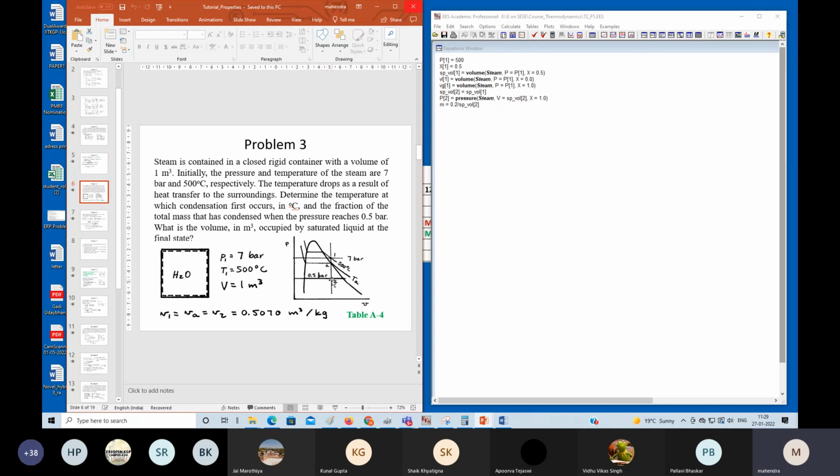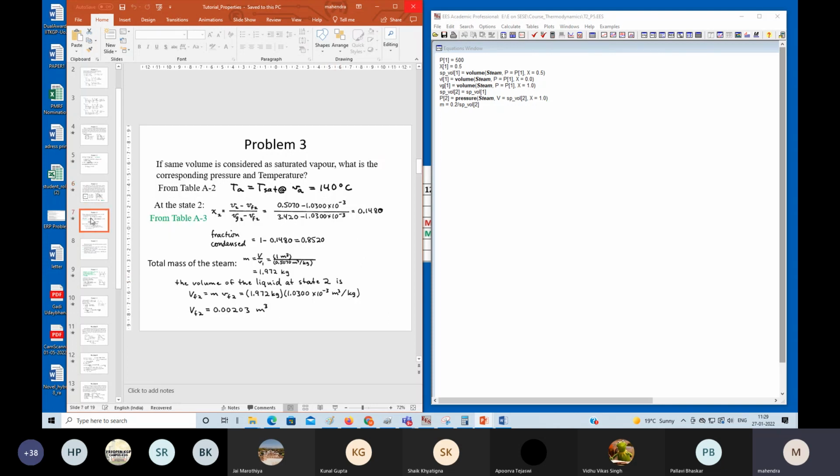Here at point 2, you may need to calculate many things. What is the volume in meter cube occupied by the saturated liquid at the final state? That means first you need to calculate the dryness fraction. From the dryness fraction, what is the amount of liquid and the amount of steam we have to calculate? What we have done over there: X2 we have calculated like this.